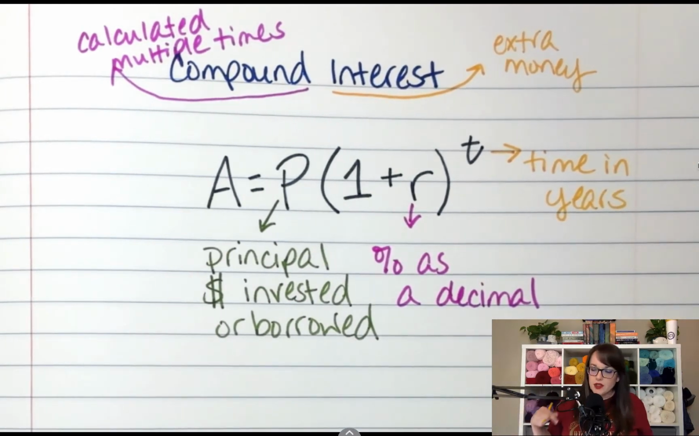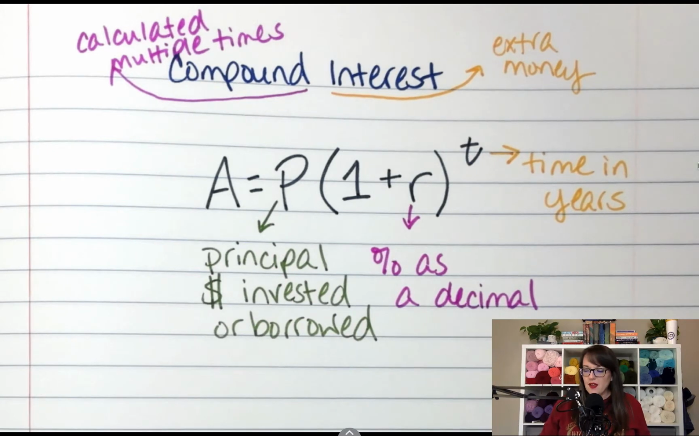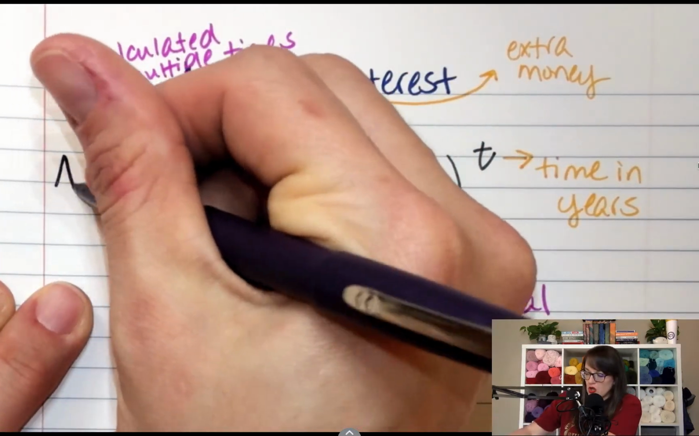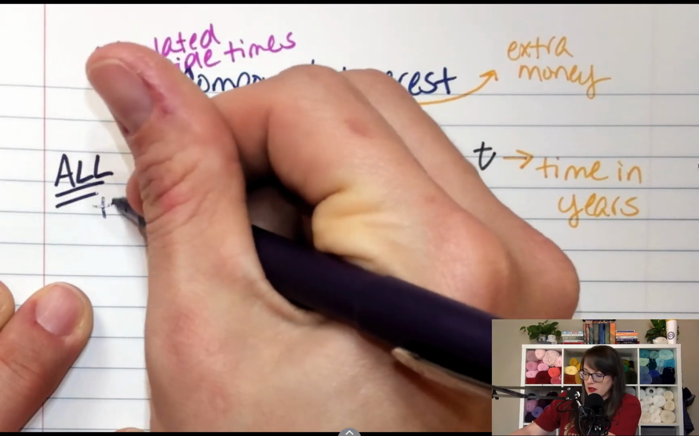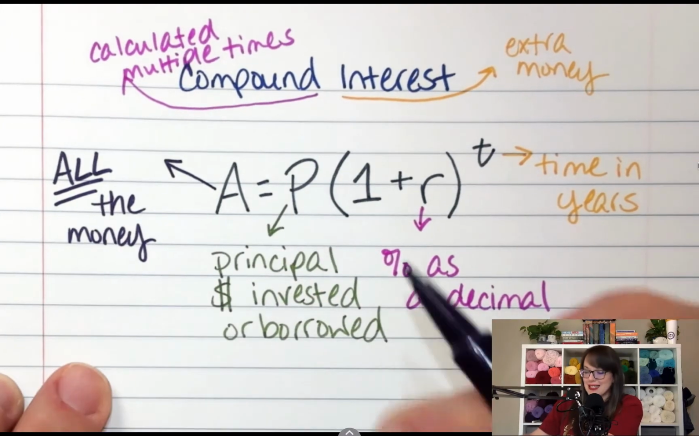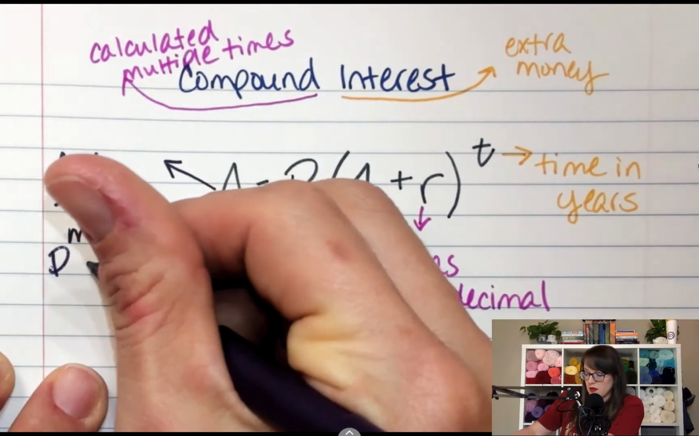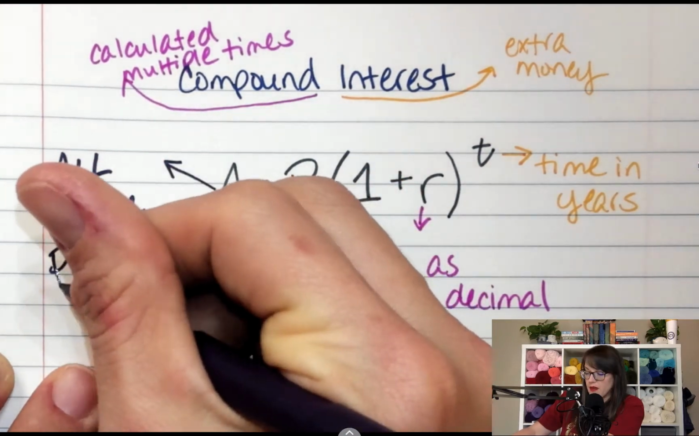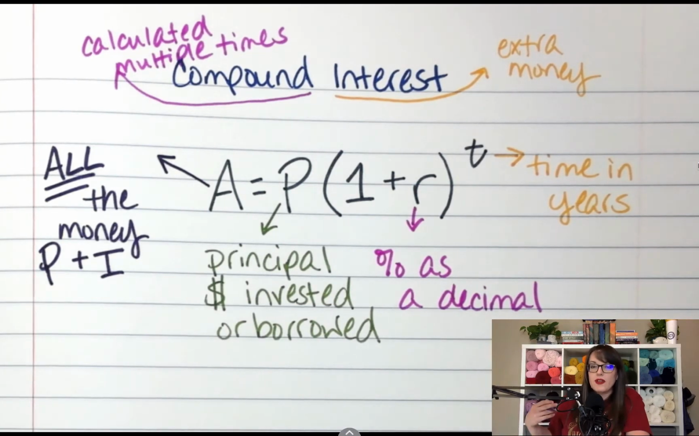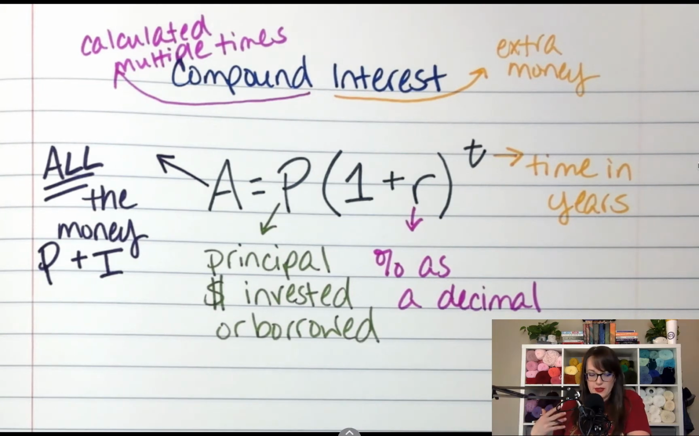Now, with simple interest, it equaled I. But for this one, it equals A. And what A is, I like to think of it as all the money. It's the principal and the interest. I'm going to put P plus I. It's the principal and the interest. So if at the end it's asking for just the interest, we have to take out the principal.